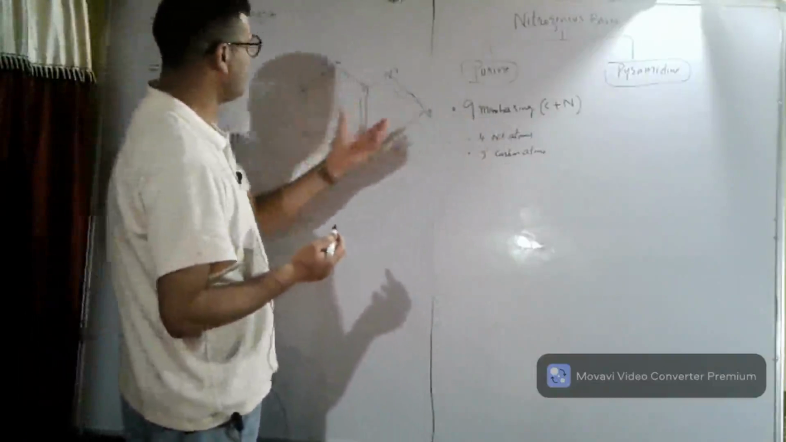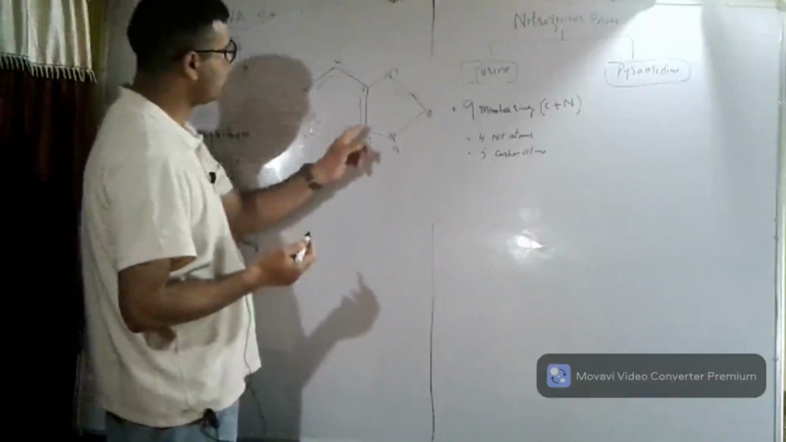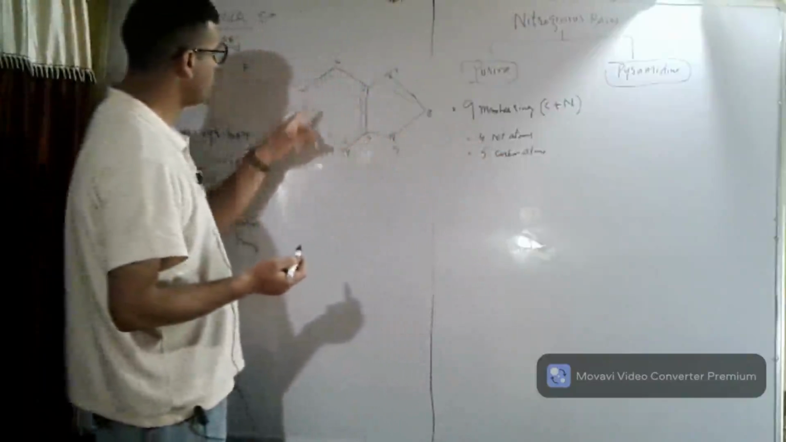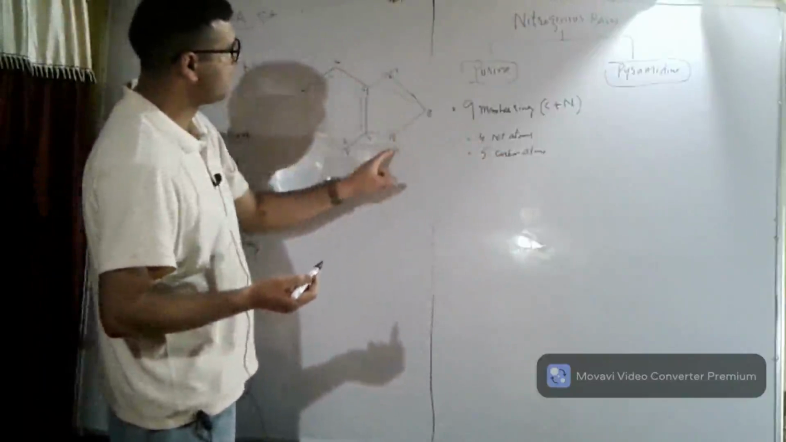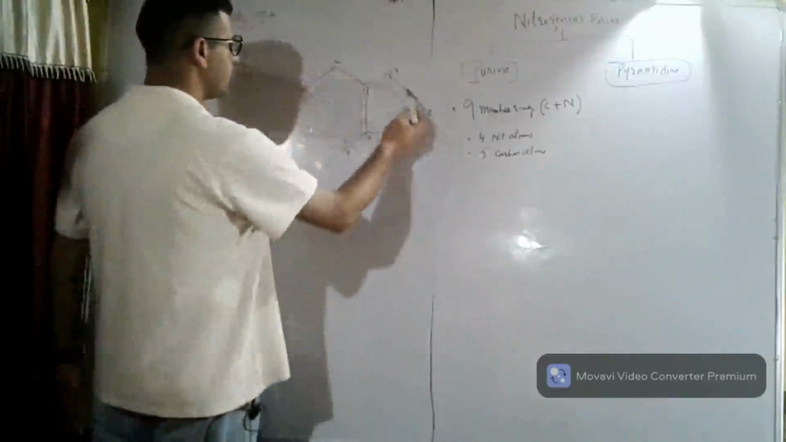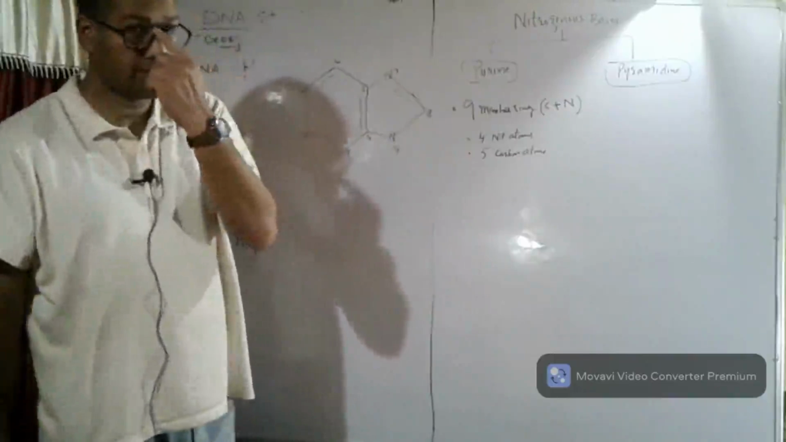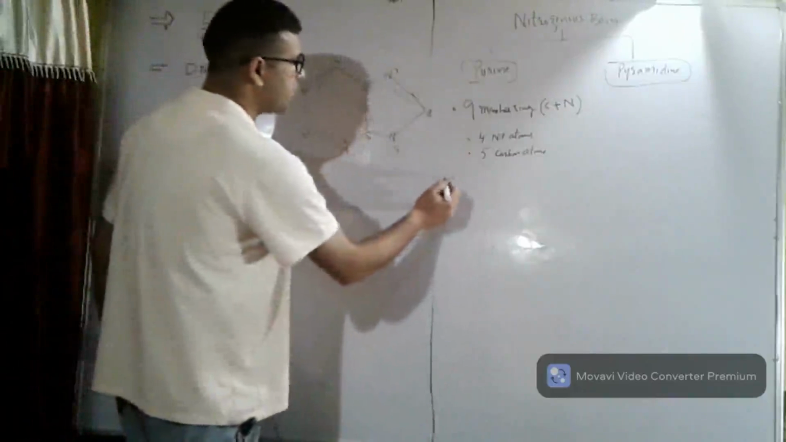It is a 9-member ring, 1, 2, 3, 4, 5, 6, 7, 8, 9, where we have 4 nitrogen atoms and 5 carbon atoms. It has got how many rings? It is a double ring structure.